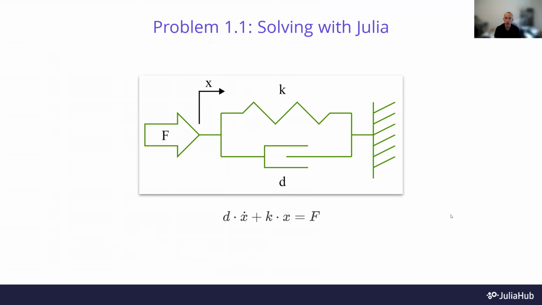The first thing we're going to do today is solve this simple mass spring damper system. The idea here is we have a spring damper system right in the middle. On the right side, it's attached to a wall, and on the left side, we have a force being applied to the mass spring damper. At the bottom here, we have an equation that dictates the dynamics of our system.